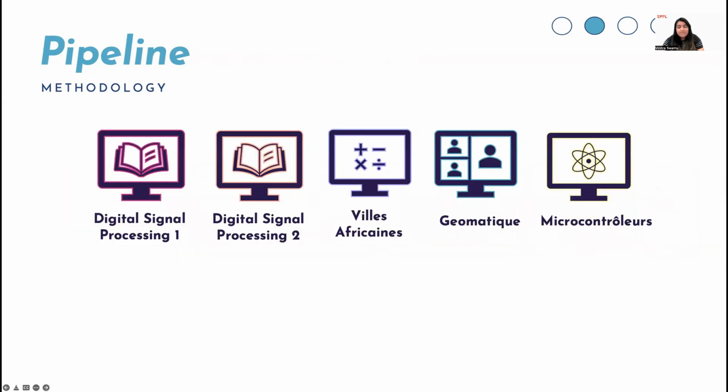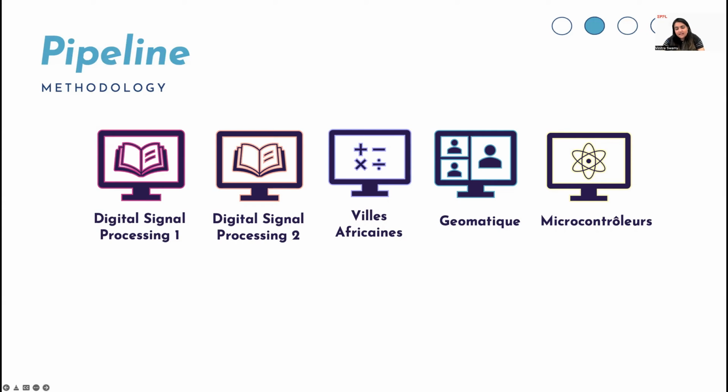As mentioned, we have 5 main courses, specifically digital signal processing 1 and 2, Ville Africain, Geomatique, and microcontrollers. These were each chosen for specific reasons, specifically for their amalgamation and diversity, as well as, if you notice, we have 2 DSP courses, 1 and 2. They are different in interesting ways. The first one is offered to bachelor students in French, and the second one is offered to master students in English. And they are taught by pretty much the same teaching team with the same curricula. So we expect these courses intuitively to have very similar feature importances to each other.